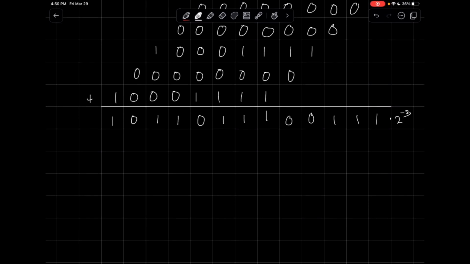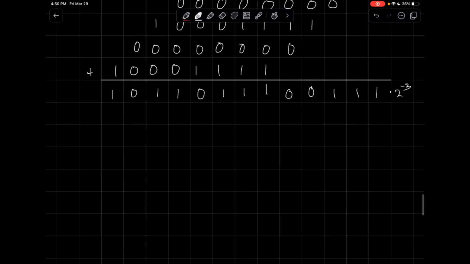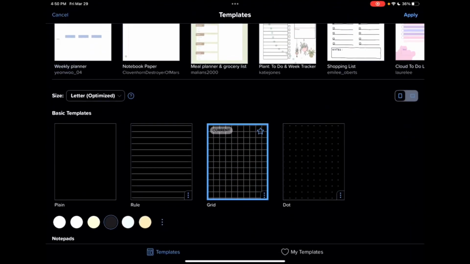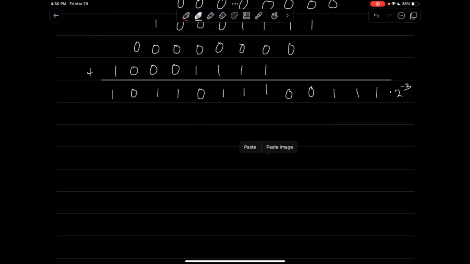But I don't technically want the answer. I want the real answer. So how do I get the real answer? Well, let's go ahead and look at this, and I'll ditch the template for now. So this is technically the answer to x times y, right? But I want the format that the homework specifies, that IEEE 754 floating point representation. So how do I do it?